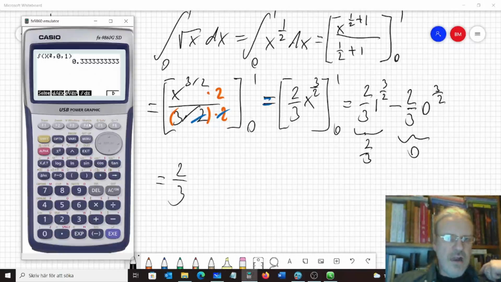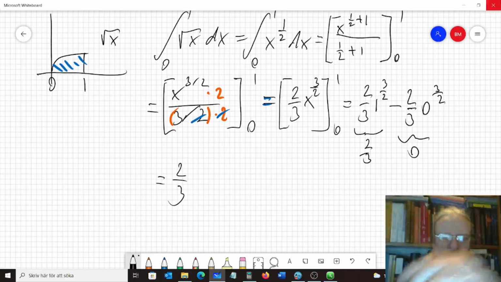The integral of square root, so shift square root of x from 0 to 1, end bracket, x, and there we can see that we get 2/3.